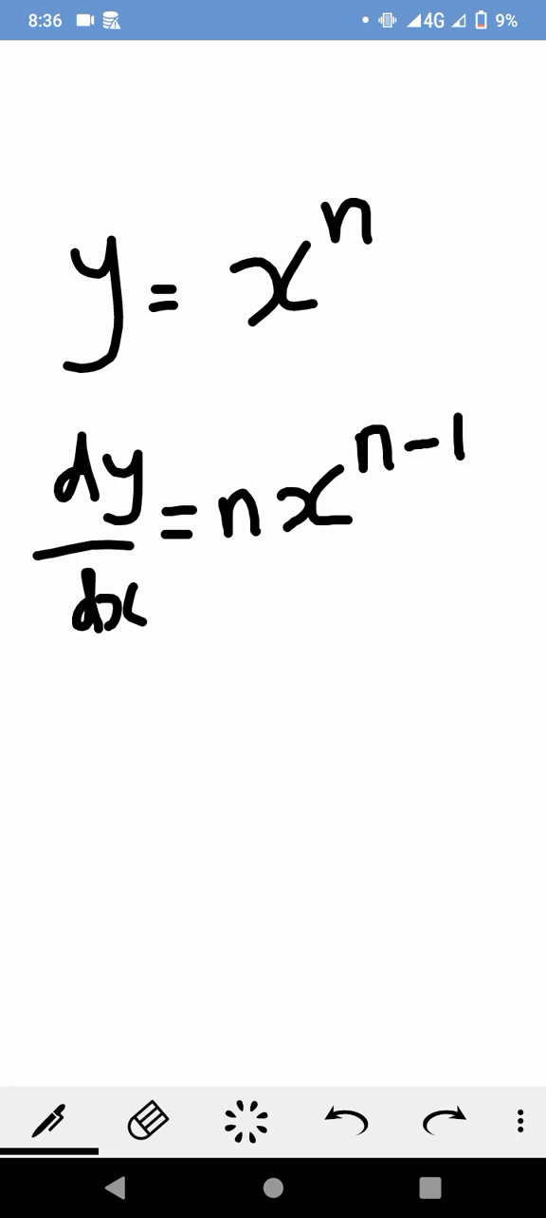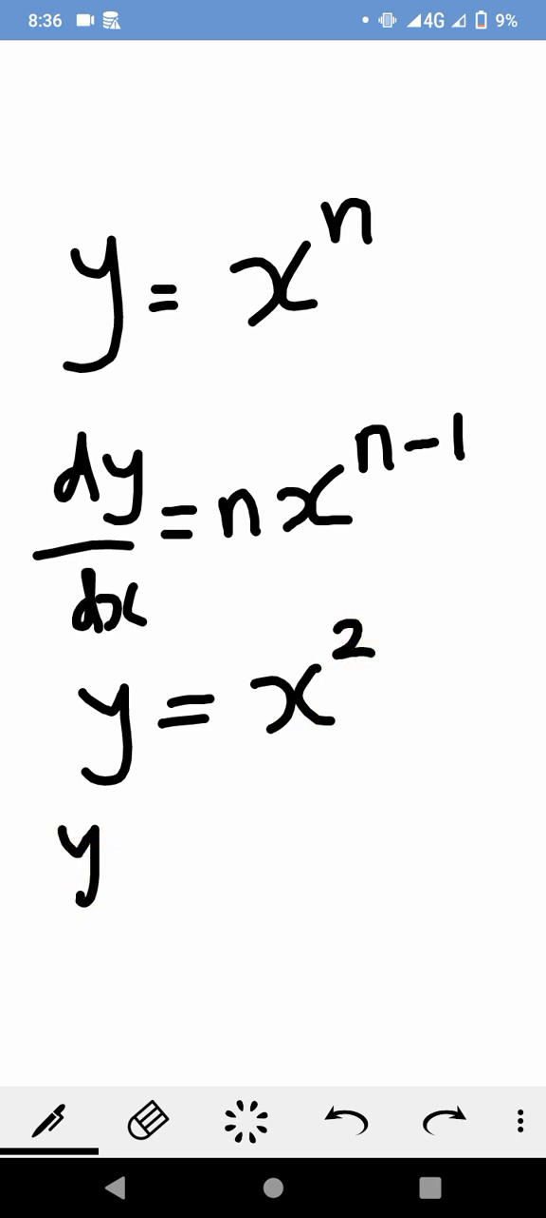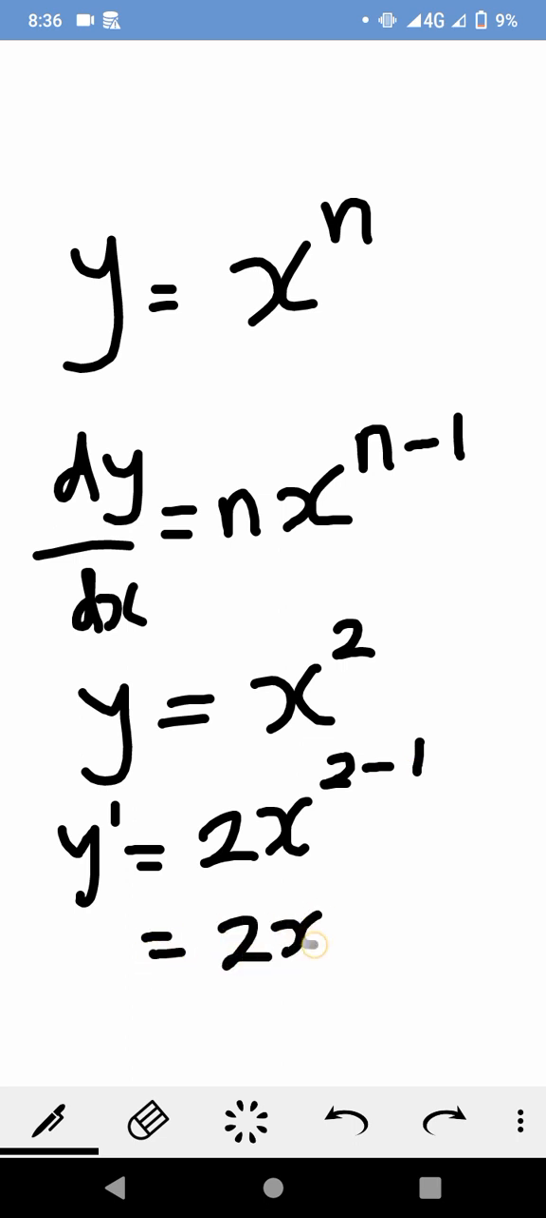So let's solve a problem concerning this. Let's say we have y equal to x raised to power 2. So our dy dx, which you can write as y prime, says bring down the power, then reduce the power by 1. This will give you 2x raised to power 1, which is the same thing as 2x. So the derivative, y prime of y equals x squared, is 2x.